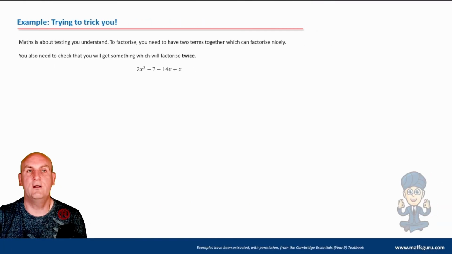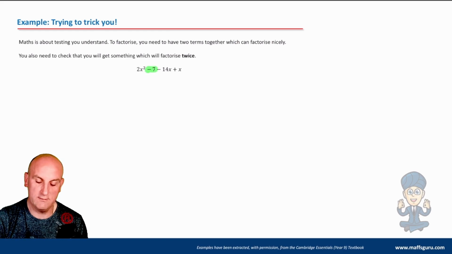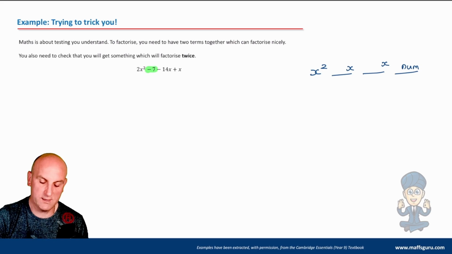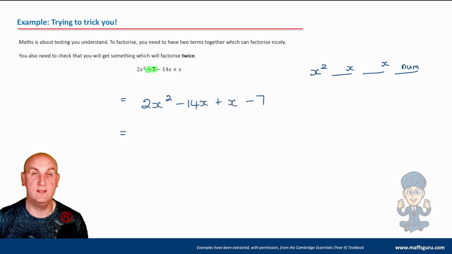Now, again, there are examples here that are going to try and trick you, because the order of these things is sort of important. What you'll notice here is I've actually moved the order around. Whenever we do these questions, we normally have the x squared term, some sort of x term, and then some sort of number term. In this situation, we're messing with you. So the first thing I'm going to do is rewrite that question as 2x squared minus 14x plus x minus 7. Let's see where we go with this one.